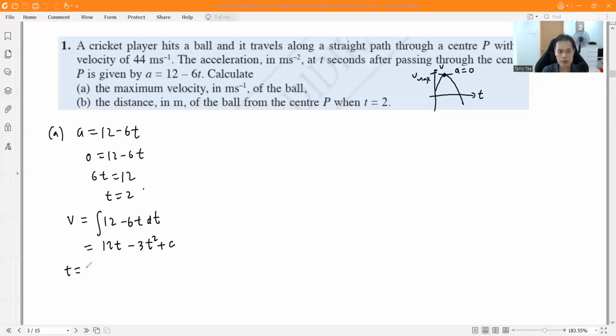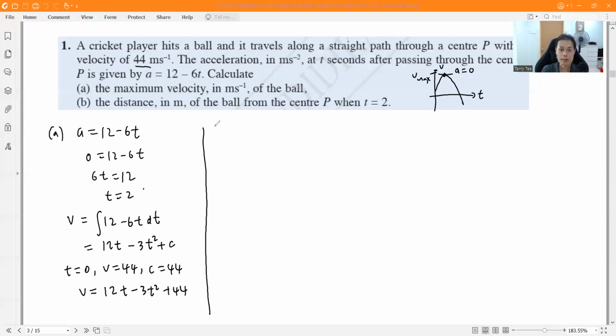Now, initially, when you start the clock, the velocity of the ball is 44. So v equals 44. When we substitute 44 inside here, t is 0, so c is just 44. So my velocity function is 12t minus 3t squared plus 44.